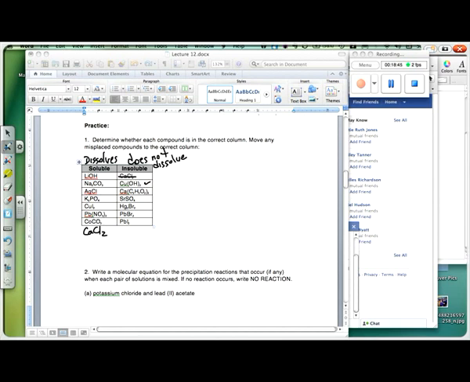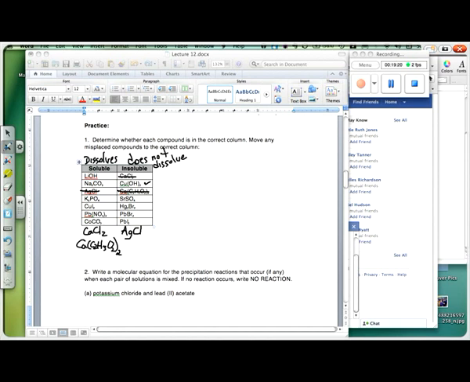Silver chloride. This is an exception for the chlorides, so silver chloride should be in this column. Calcium acetate. Rule 2 says, and in the notes, that acetates are soluble, so we're going to move that one to the soluble column. Calcium acetate. I need 2 of those -1 acetates to cancel out the +2 on the calcium.